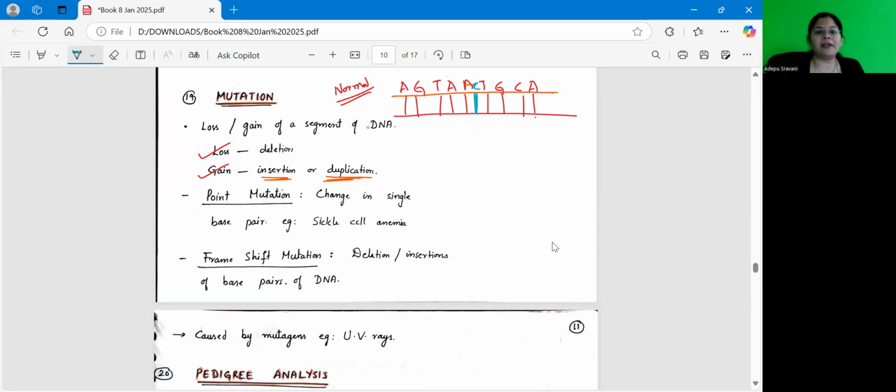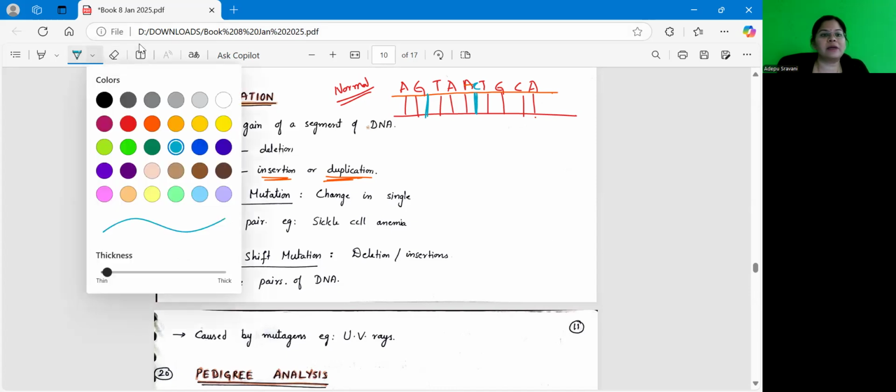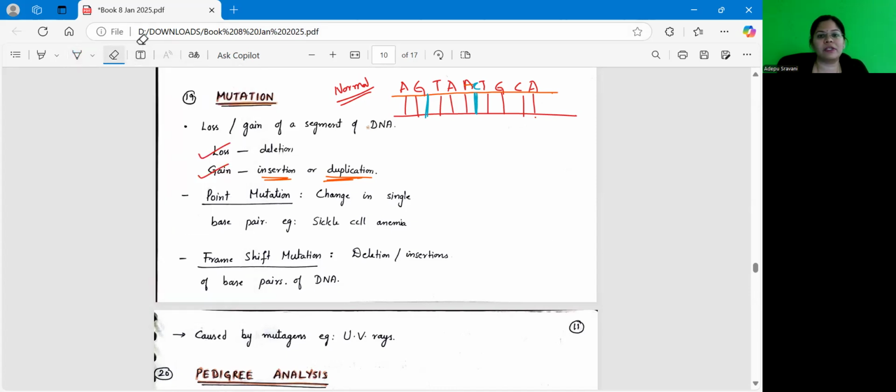But what do you mean by duplication? Duplication is repetition of a single nucleotide. For example, we have AGT. In the same old example, instead of writing a new example, before I had inserted C. Now, if instead of C, I'm simply inserting A here, what happened? A is being repeated twice. So this is called duplication.